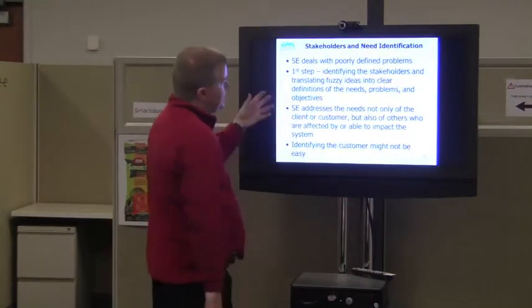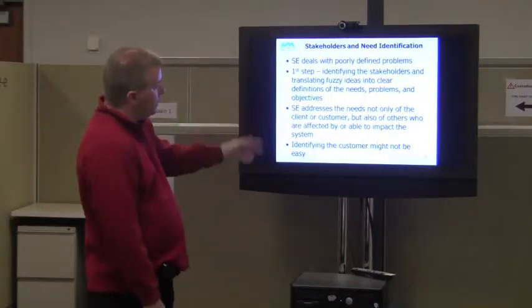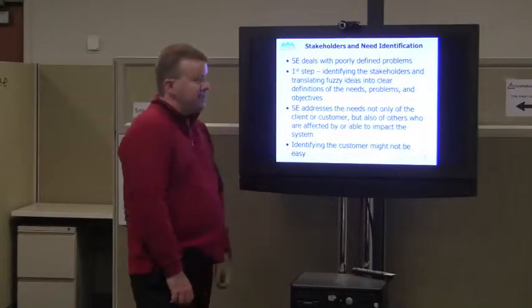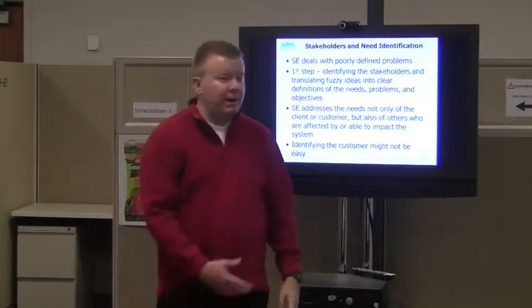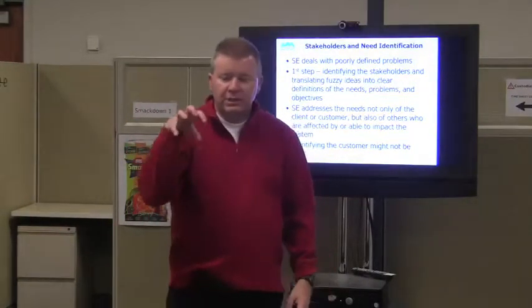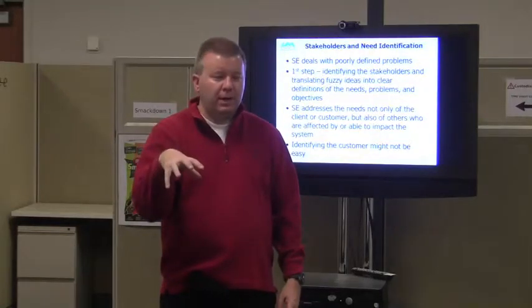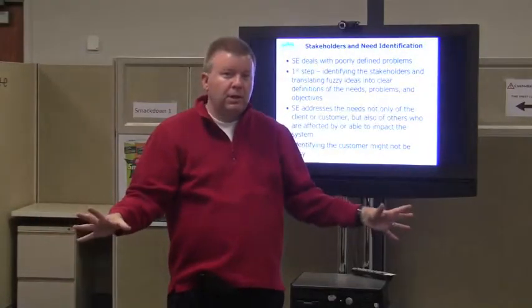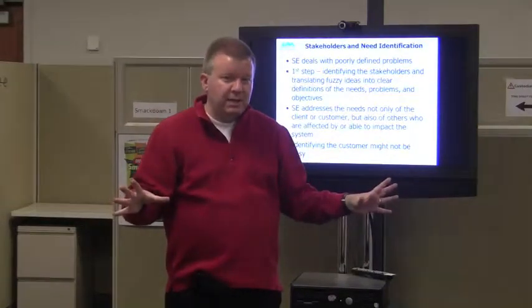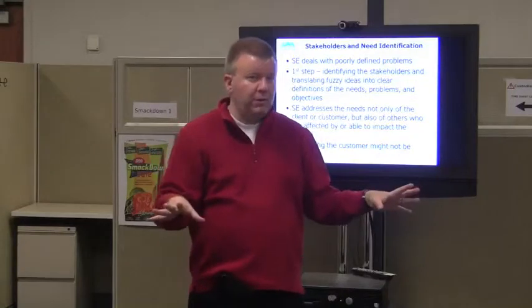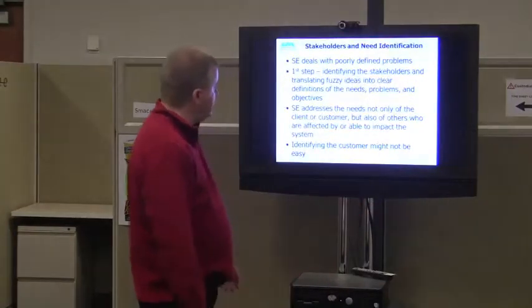System engineering addresses the needs not only of the client or customer, but also of others who are affected by or able to impact the system, right? So you got to worry about everybody when you're doing this. So system engineering has to do that. So the customer, the needs are there of them, right? But the system you create could affect other people in the world. So you got to be able to figure out what that is and how to minimize that as much as possible, because you got to make sure they're all okay with it too. So all that has to be done.